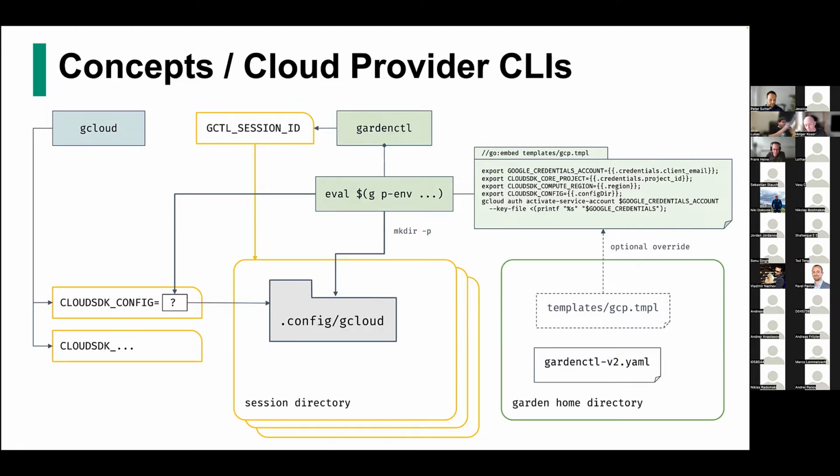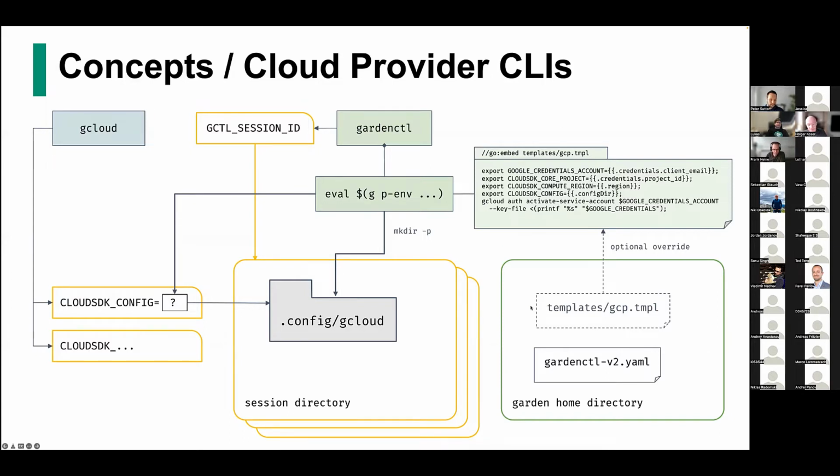But you also can, if you have a new provider which we do not support out of the box, add these new cloud providers in your home directory and open an issue, and then we can integrate it into Gardenctl directly. Okay, that's it from my side.